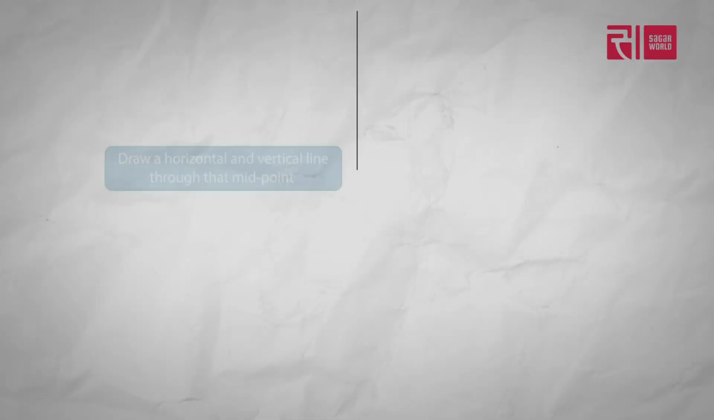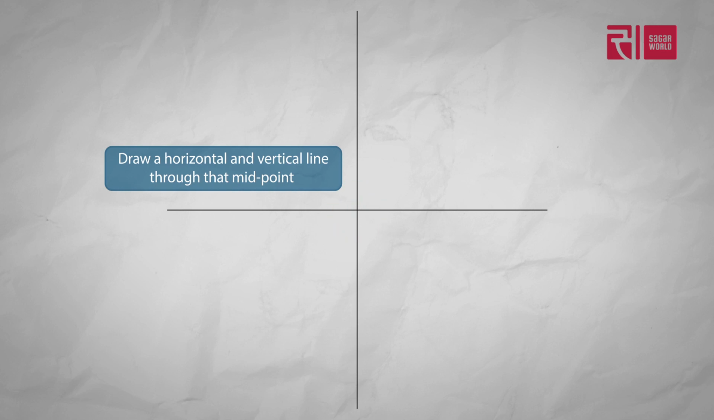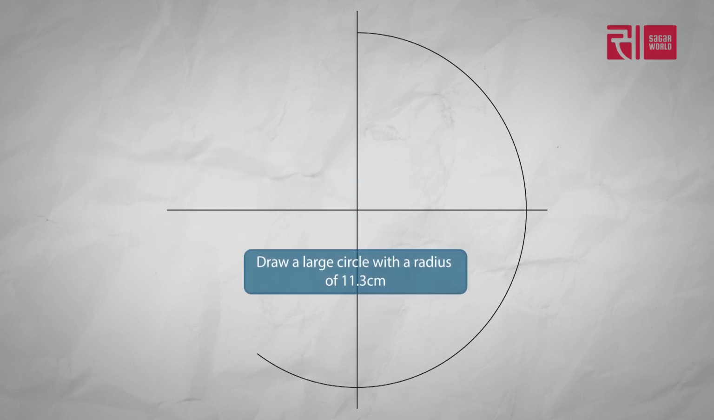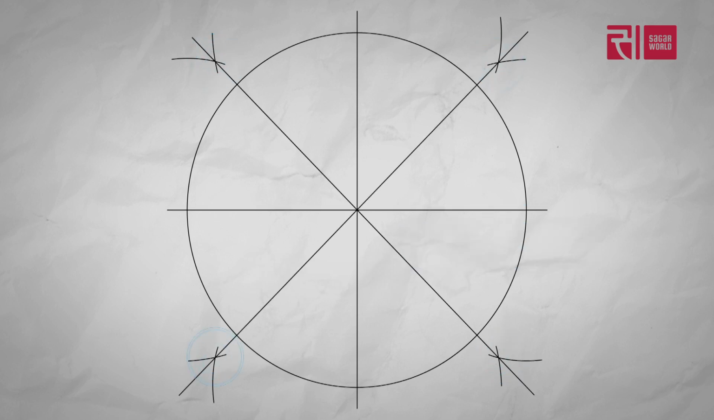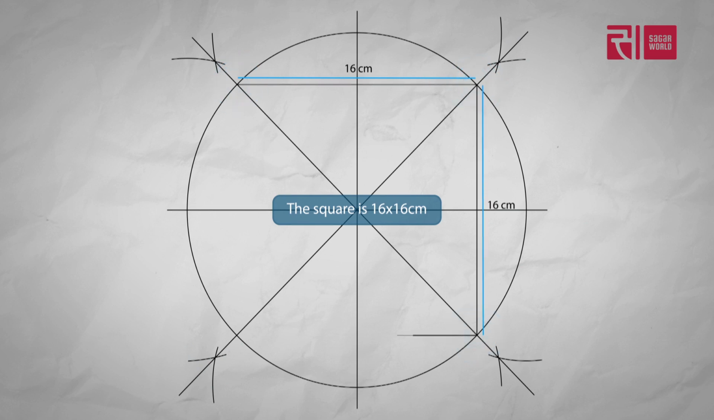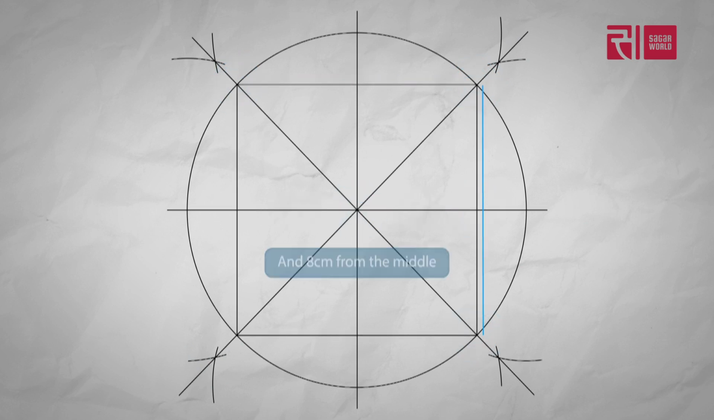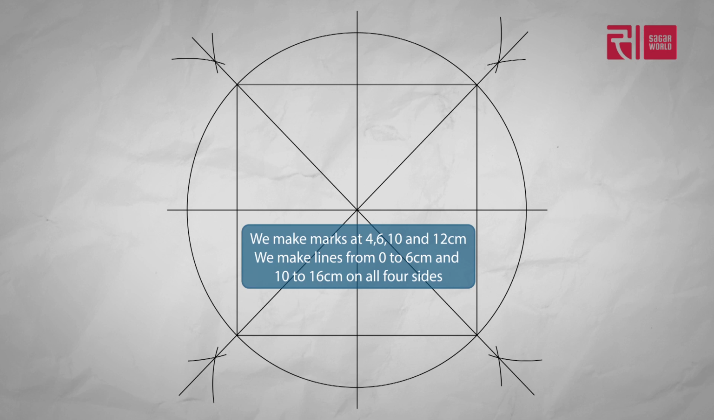Pieter, could you just walk us through how to make the yantra? Well, we start with a piece of paper. Locate the center of the paper. Draw a horizontal and vertical line through the midpoint. Draw a large circle with a radius of 11.3 cm. To find the diagonals, we use the compass. The square is 16 by 16 cm and 8 cm from the middle. We make the marks at 4, 6, 10 and 12 cm. We make lines from 0 to 6 cm and 10 to 16 cm on all 4 sides.